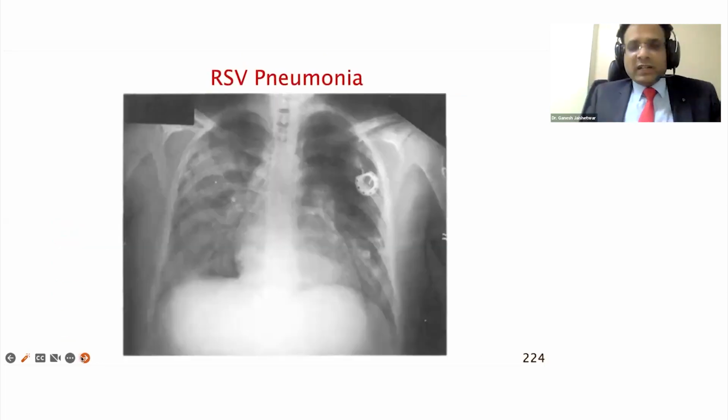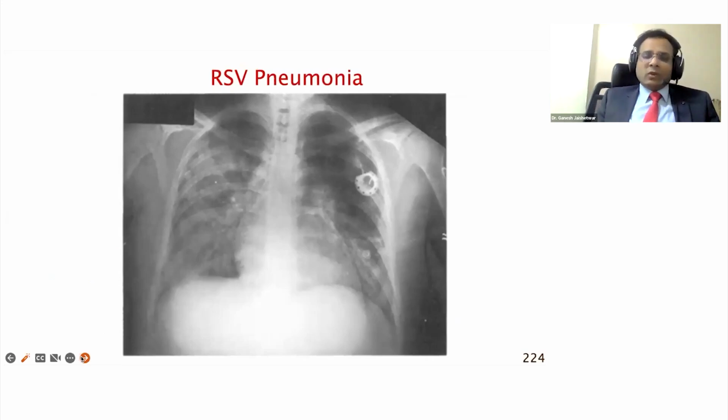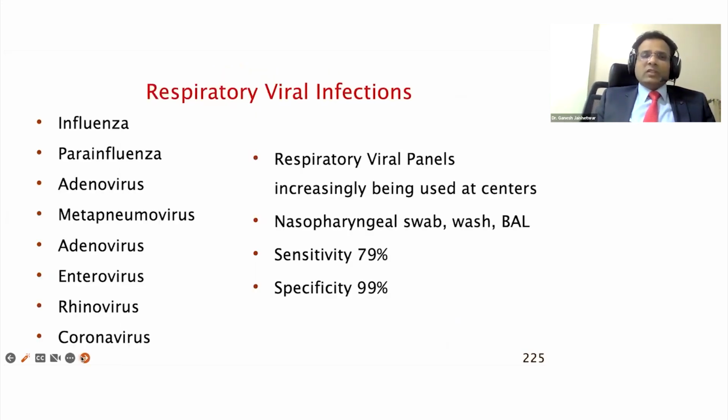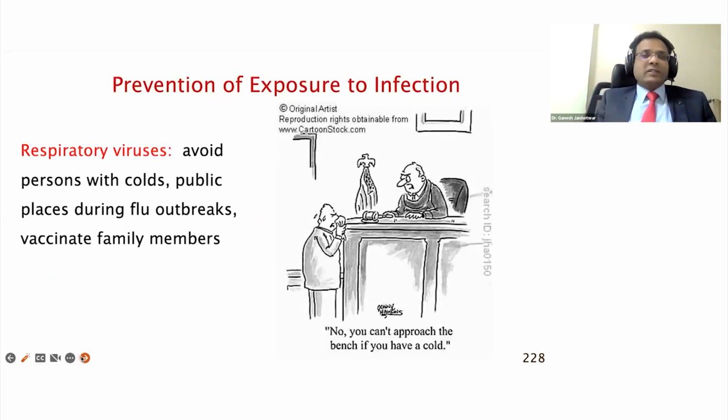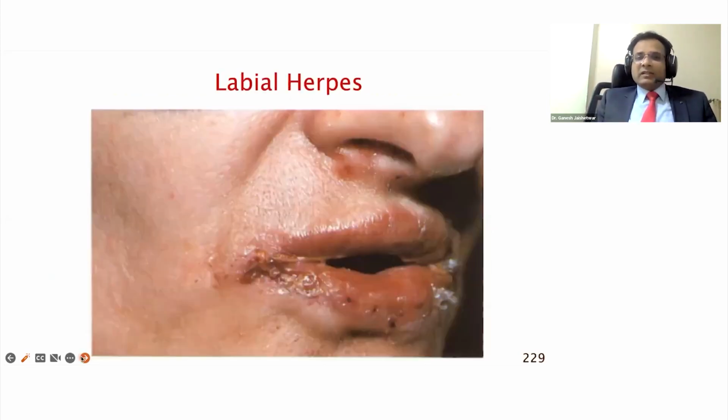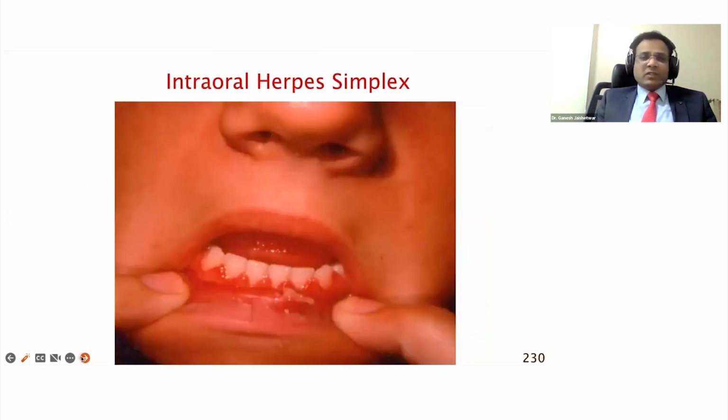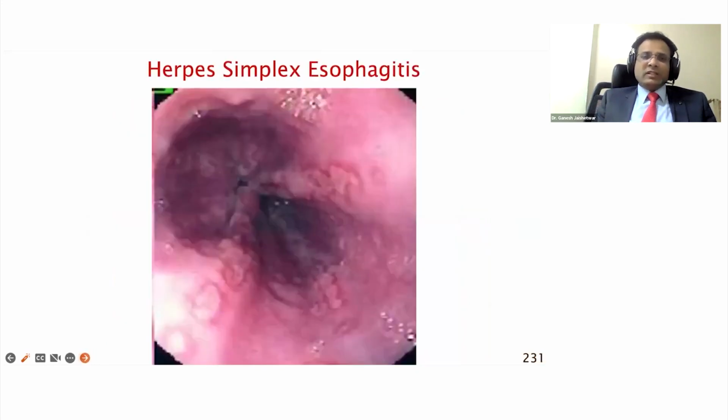Again, in the winter and rainy season, respiratory viral pathogens are not so uncommon, such as RSV pneumonia. So these respiratory viral infections are common, and that's why you practice barrier nursing even at home, and at the slightest suspicion, extensive workup and antiviral therapy is mandatory. So again, the principal causes of interstitial pneumonia: commonest is CMV, second commonest is PCP, and rare are the respiratory viruses. Again, herpes labialis presenting with this lip infection, intraoral extensive mucosal infection, herpes simplex esophagitis.